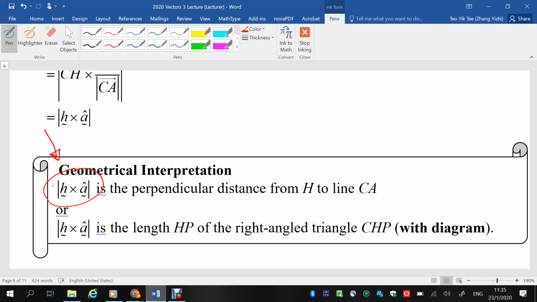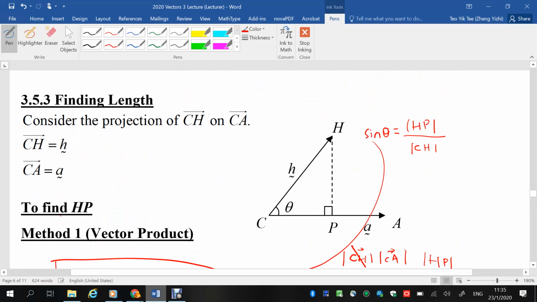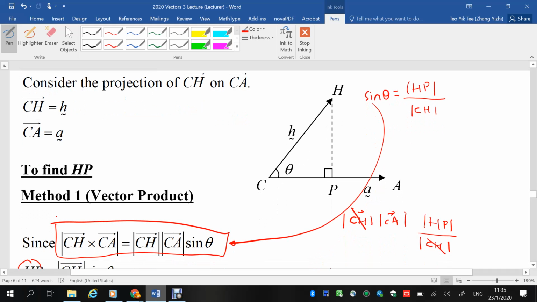A word of advice: usually students have a problem explaining this. They cannot visualize what's happening. So it is always good that you actually just draw for me something similar and tell me that H cross A hat actually produces the length HP. It's very easy. So reference from this diagram.